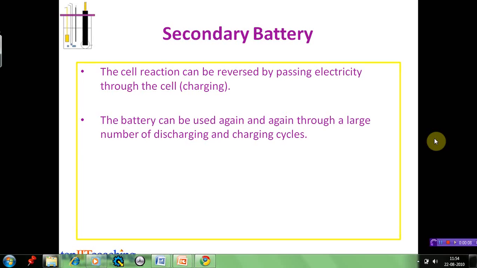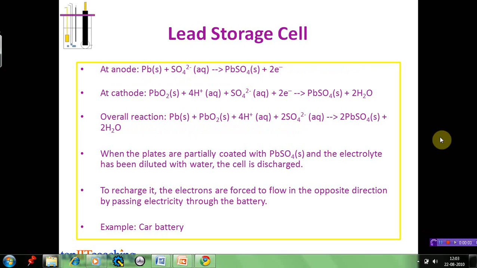The second type of batteries are the secondary batteries. In a secondary battery, the cell reaction is reversible. So we can reverse the cell reaction by passing electricity through the cell, which we call charging. Thus, we can use the battery a number of times by a large number of discharging and charging cycles. A rechargeable cell behaves as a galvanic cell during its functioning and as an electrolytic cell during its recharging.